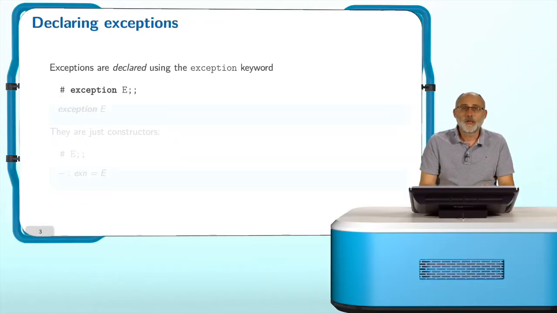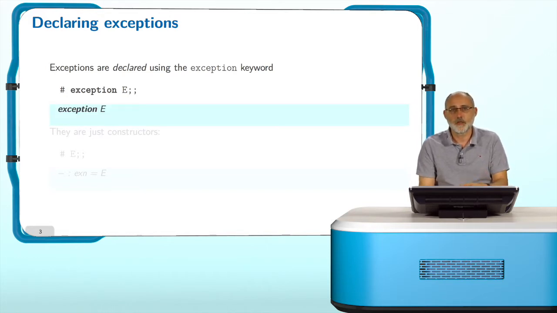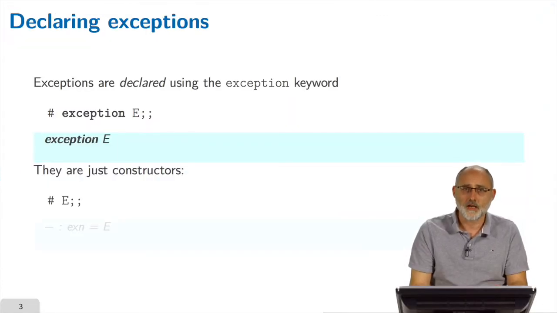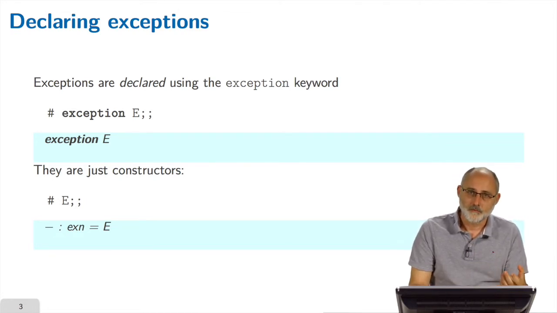Well, to declare an exception, it's extremely simple in the system. You just use the keyword exception, like here in the top level we have written exception E, and when we hit return, the system will answer just saying, okay, there is a new exception declared with a constructor E. And these are really just constructors. After the definition, we can just use it, as here, we just type capital E in this case. And the system says, yes, that's a value, capital E, of the exception type.